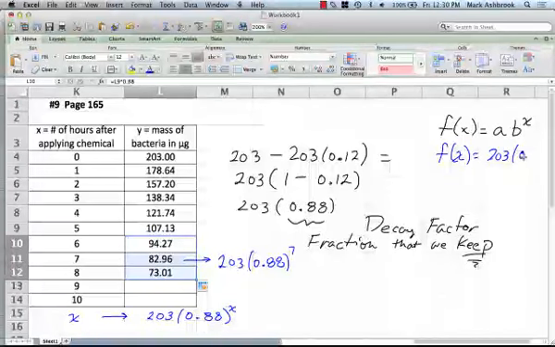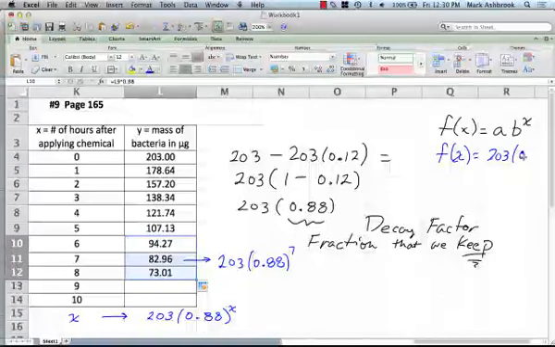Cool. So any questions so far? Decay is trickier because it's hard to see. If you've got a decay factor, it's hard to instantly see what the percent change is. It's easier to see it with increase.